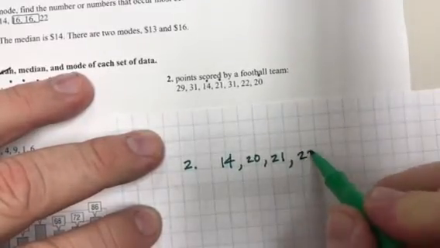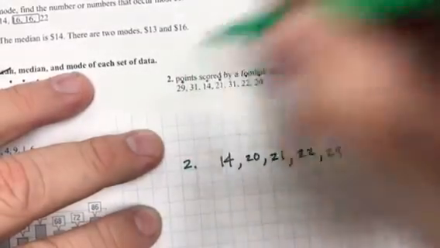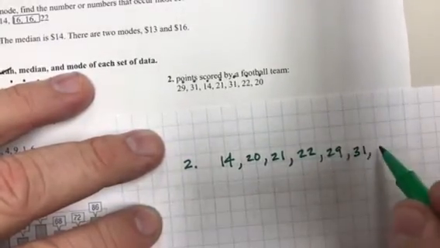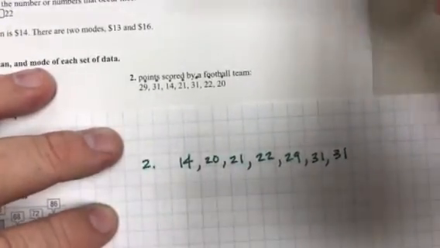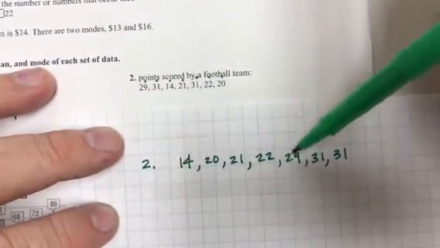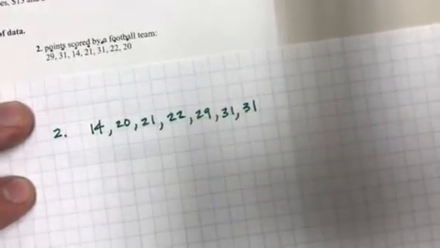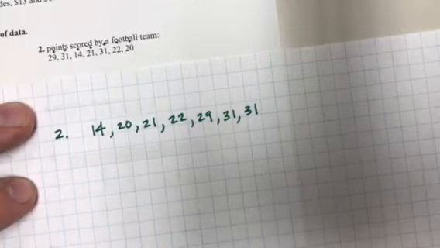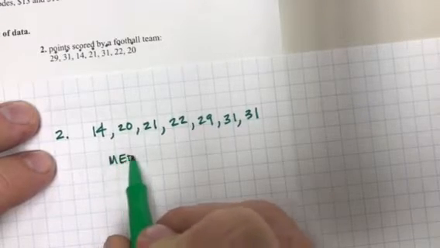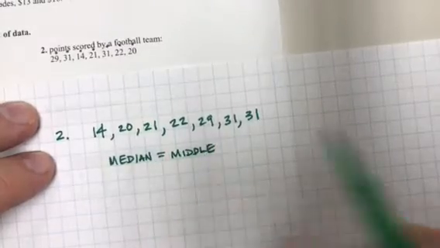I need 22 comes next, and then 29, and then I've got two 31s, so I'm going to make sure that I put two of those in my list. A quick way to double check is to say, okay, I've got 1, 2, 3, 4, 5, 6, 7 numbers. So I should be pretty good to go and be able to find that middle number. So I'm literally looking for the median. We say that median means middle. It's the number that's now in the middle of this set.